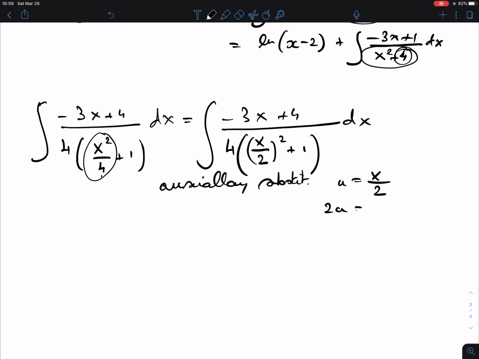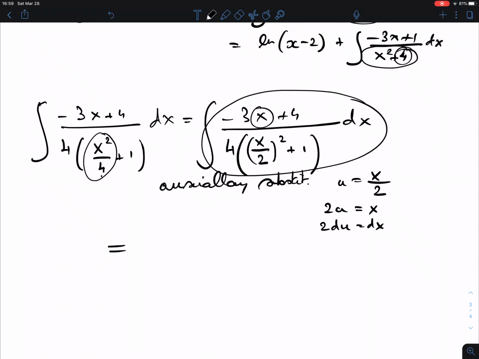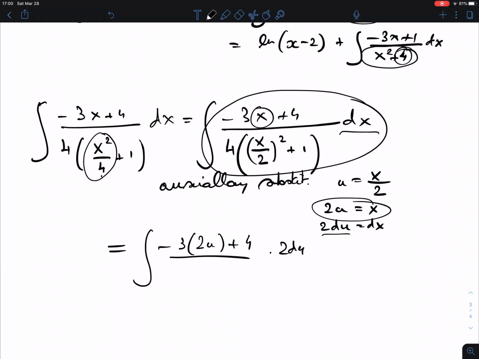So that means 2u is x, so that means 2 times du is dx. Okay, so I can plug in, I'm going to have to plug this in substitution here, right? So first of all, in this x, this becomes now 2u, so I get minus 3 times 2u plus 4. The dx is 2 times du, so times 2 times du, and in the denominator I get now 4u squared plus 1. Right? This thing becomes u squared.